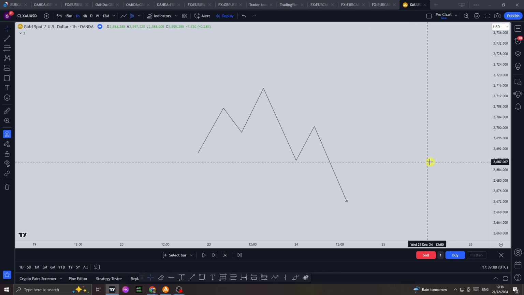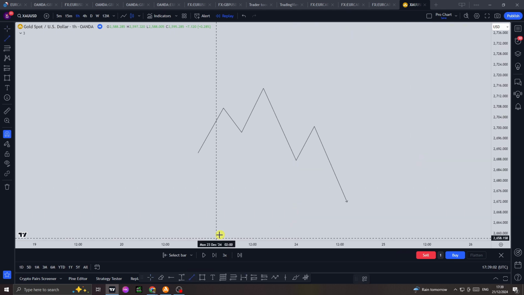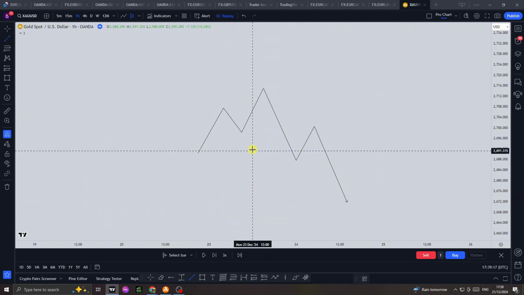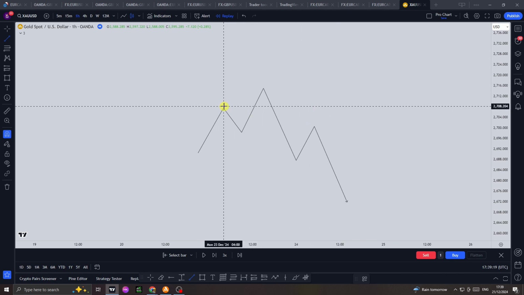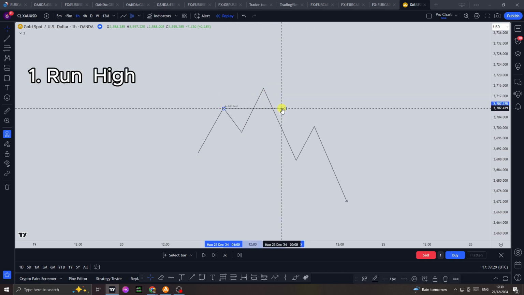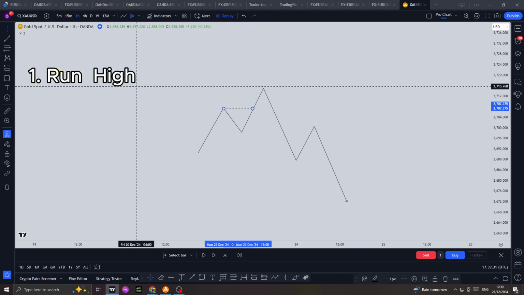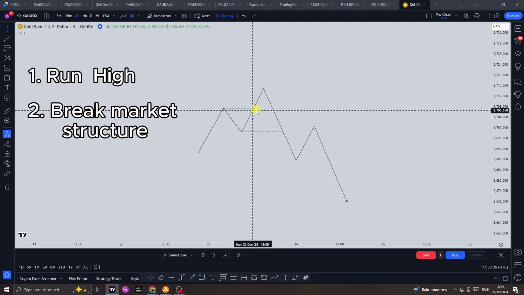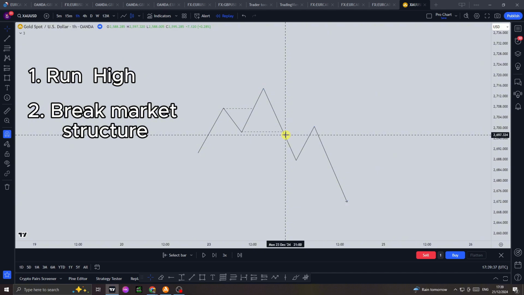And here's the rules and criteria that I figured out to spot the high probability order block rather than just any old order block on the charts. So the first step, what we want to see for a high probability order block, well, a bearish order block, is the run of a high. After a price runs the high, what we want to see is a break in market structure. So after we've got the run on the high and the break in market structure, where is the order block?